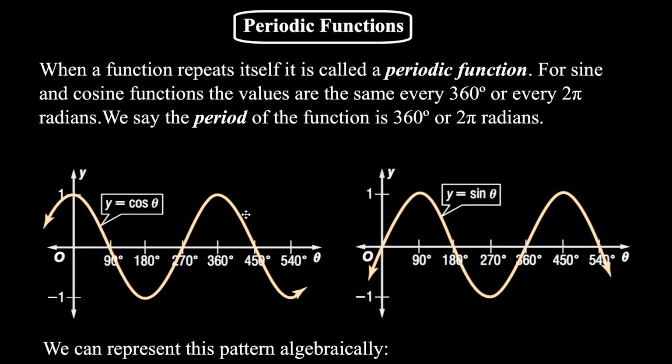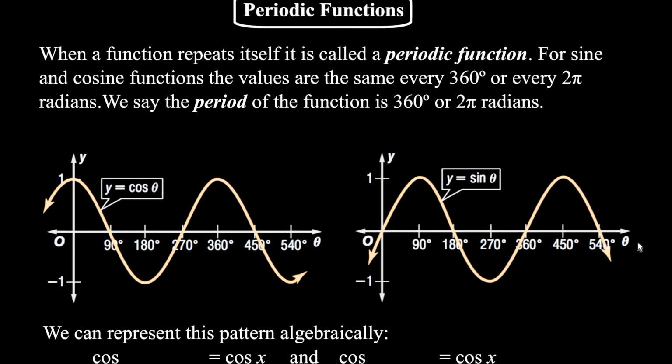These functions are called periodic functions. The sine and cosine functions are periodic functions because they repeat, okay? Every 360 degrees or every 2 pi radians, you notice we start at 1 here and we start at 1 again, and it repeats at 360 degrees. The same for the sine wave. It starts at 0 and then repeats at 0 at 360 degrees.